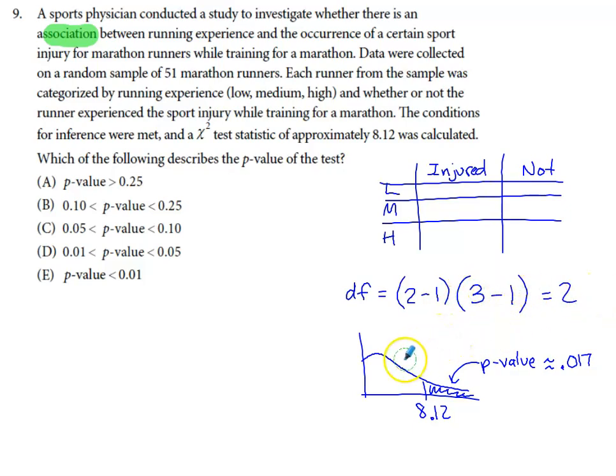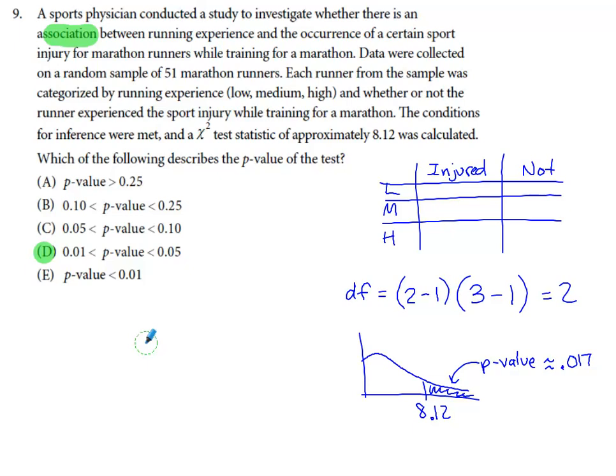If you draw a chi-square distribution, again, it's not a normal distribution. Chi-square is going to be skewed to the right. We're trying to find the area of the upper tail for our p-value, so from 8.12 onward to infinity with 2 degrees of freedom, you can determine that the p-value by using your graphing calculator is 0.017, and then 0.017 looks like it falls in this range of values that is identified in option D.